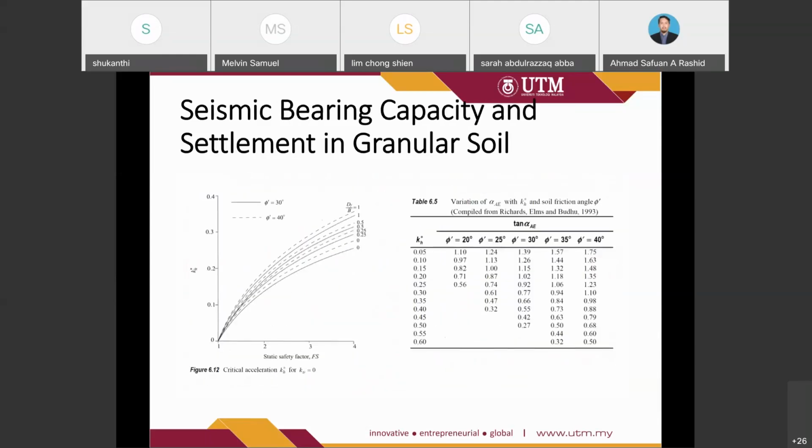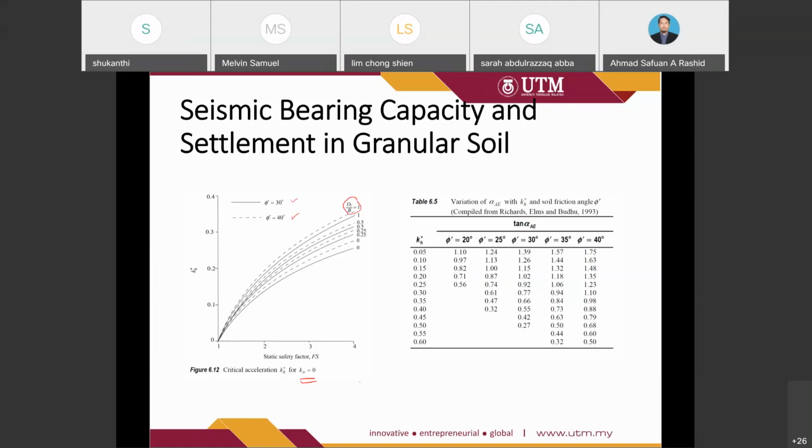So this is an example. When the Kv is equal to 0, we can use this graph to determine what will be the Kh. For example, if we assume the factor of safety is equal to 3, we have two types of phi value, either 30 or 40. Then the ratio between the depth over B is also provided.